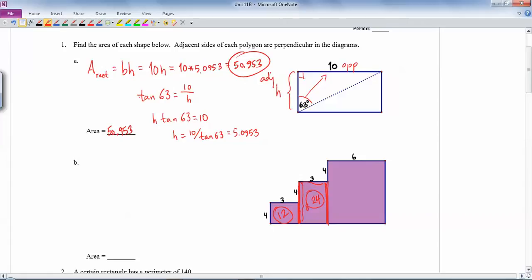And then this whole length is 8 plus another 4, so this is 12. So if I do 12 times 6, I get 72. So then the total area would just be 12 plus 24 plus 72, which ends up being 108. Is that right? 6, 8. Yeah, 108. So that's one way to do it.